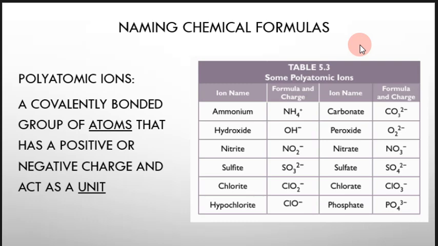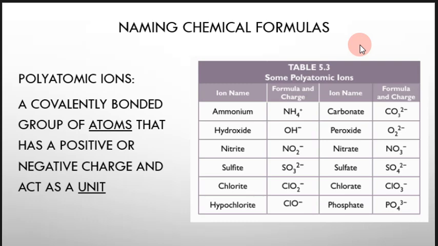It's the only positively charged one, though. Then we have hydroxide, which is an important one, OH negative. Anytime you see an OH like that, you're going to know we're working with a type of chemical called a base, which is the opposite of an acid. We have nitrite, NO2 with a -1, sulfite, SO3 with a -2, chlorite, ClO2 with a -1, hypochlorite, ClO with a -1, carbonate, CO3 with a -2, peroxide, O2 with a -2, nitrate, NO3.